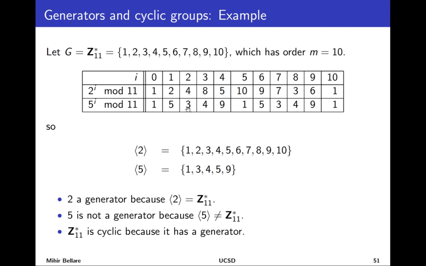Again, at this point, we may be a little lazy about raising 5 to various powers. So what's the trick? 5 cubed is 5 times 5 squared. Every time we move up, we're multiplying by 5. So to get here, we multiply 3 by 5, 15. 15 mod 11 is 4. 5 times 4 is 20. 20 mod 11 is 9. 9 times 5 is 45. 45 mod 11 is 1.